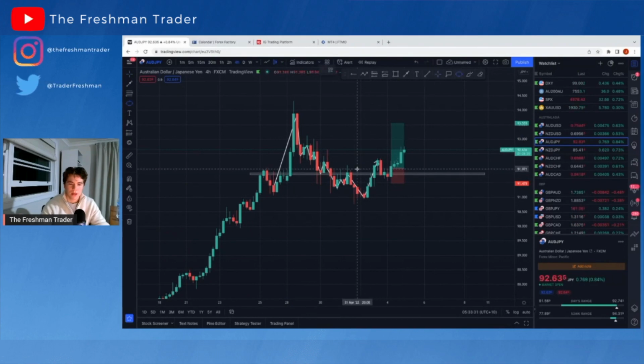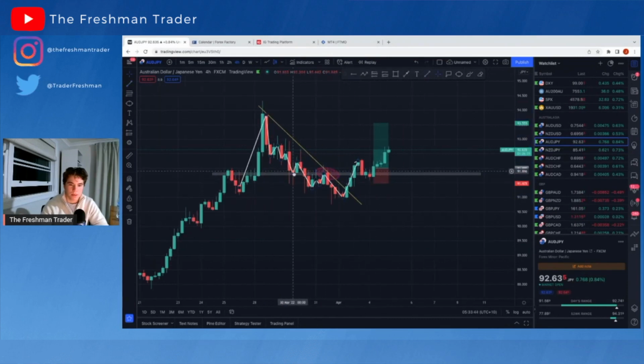Let me just get my highlighter out. This one right here. Okay, so we break above that key level. And once that happens, I start looking for buying opportunities. Because for me, this downtrend is then no longer valid. Okay, because we break above that previous structure. And what I look for next is a retest.